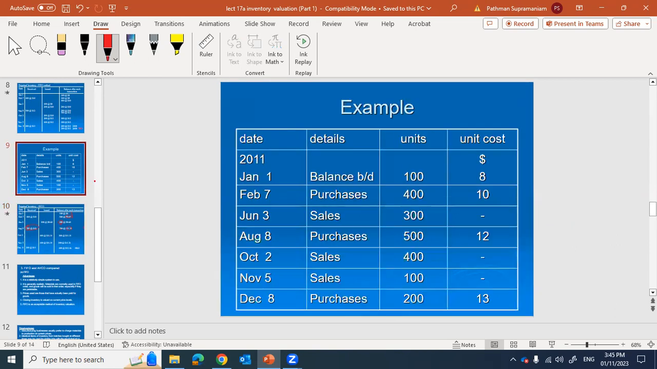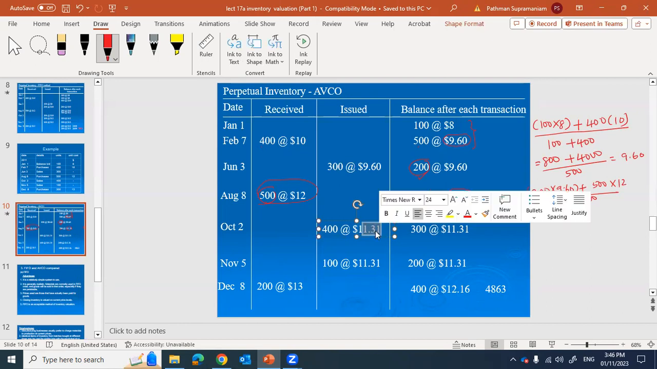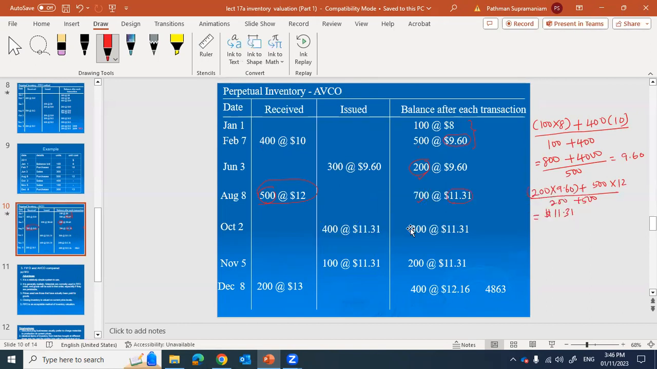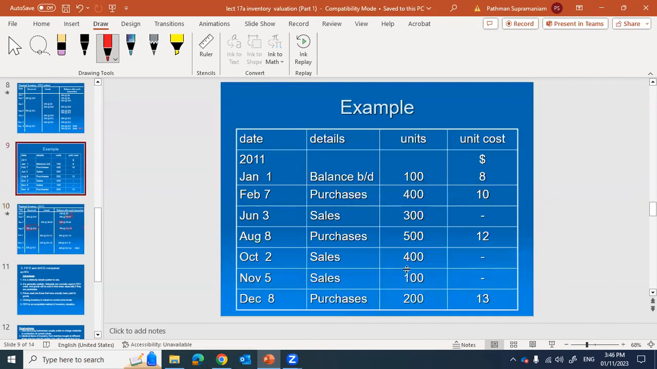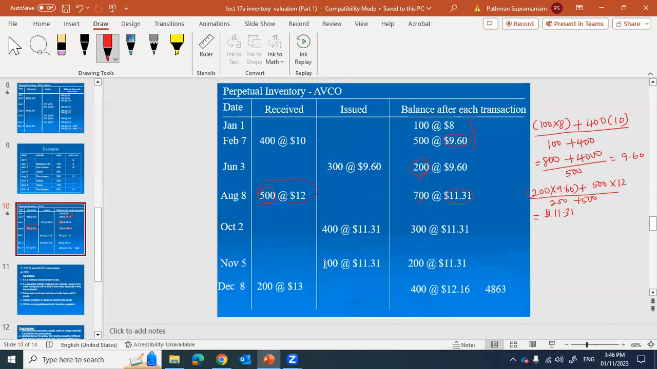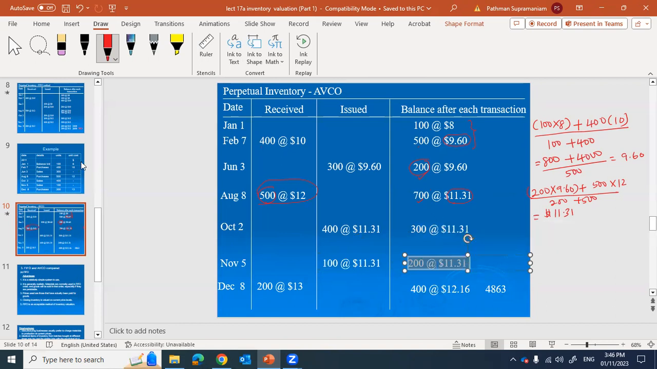So the next transaction is I need to remove 100 units. So I'm sorry, I need to remove 400 units. So I remove 400 units using the latest calculated average cost per unit this time, which is $11.31. So now I have a balance of 300 units at $11.31. And then the next transaction, you need to remove 100 units. So using the latest cost per unit, I now have a balance of 200 units.